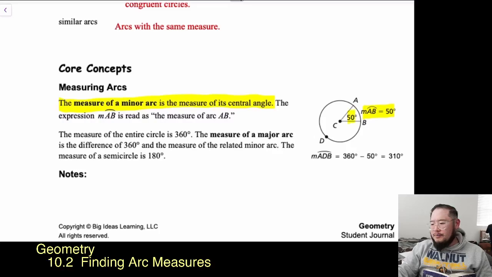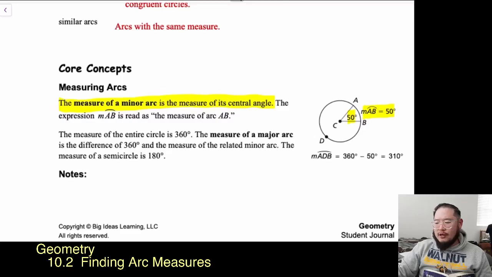And so right here, we will say the measure of arc AB, we're talking about the outside. Not to get it confused with the central angle, but they happen to be the same. And then the measure of the entire circle is 360. The measure of the major arc is the difference of 360 and the measure of the related minor arc. And so we talked about that before. Take 360 minus that minor arc, and that will get you the major arc.